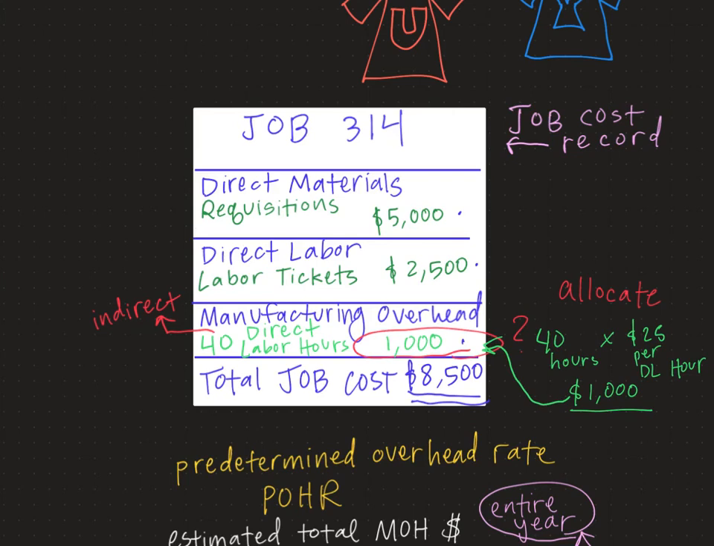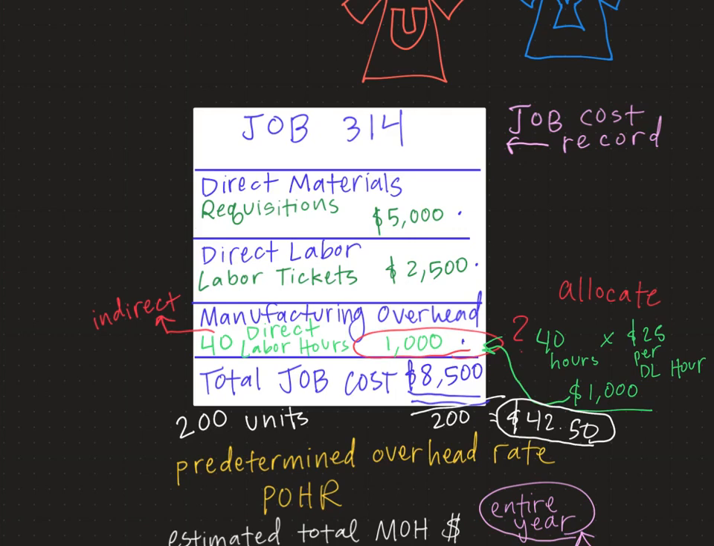In order to convert this to the cost per unit, we need to know one last bit of information about this job, and that is, how many units did this job produce? For purposes of this example, let's say that job 314 was producing 200 units. Then to get the cost per unit, you would take 8,500 total job cost and divide by the number of units produced, which gives us a per unit cost of $42.50. This is the figure that we would then take to management and say our production cost per unit is $42.50.